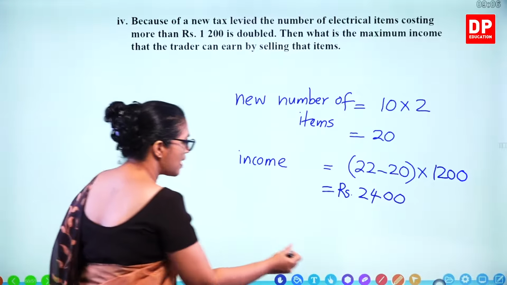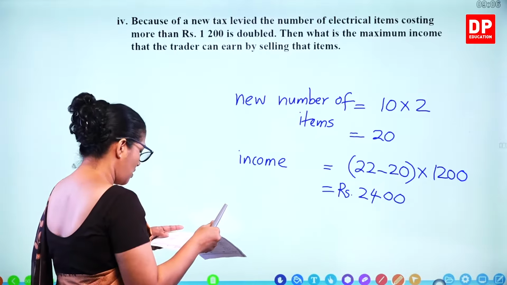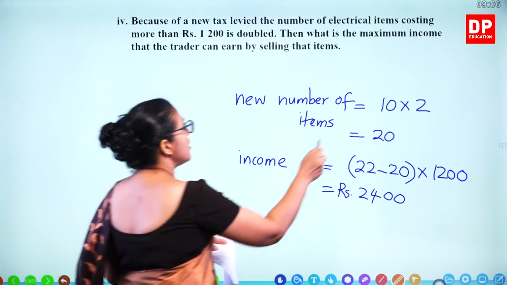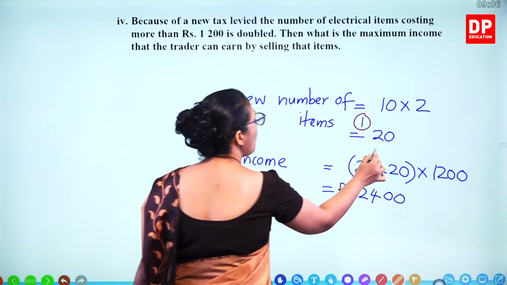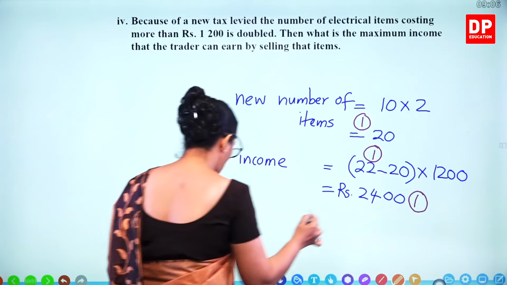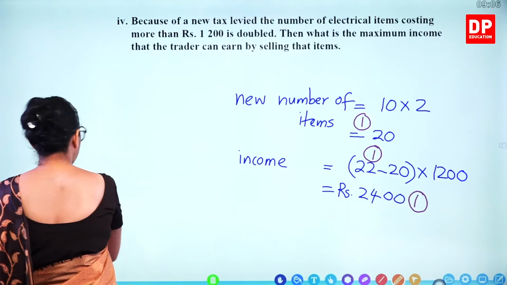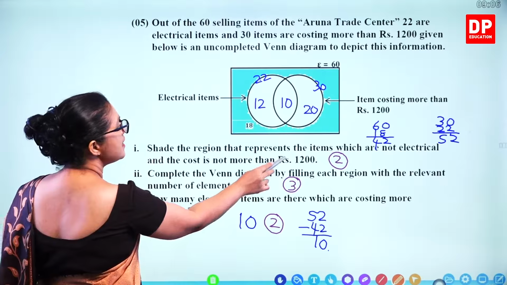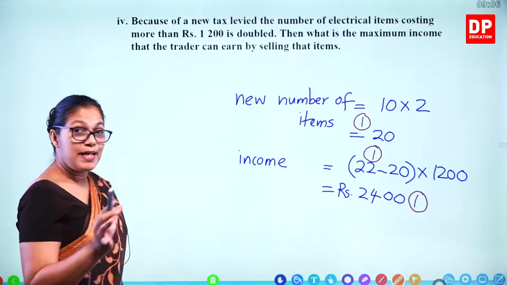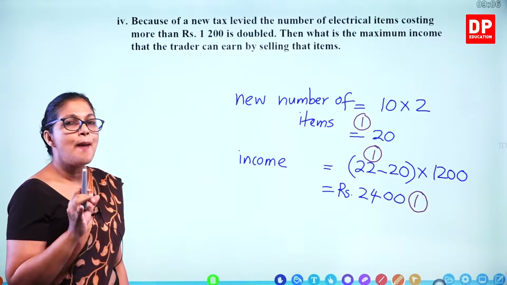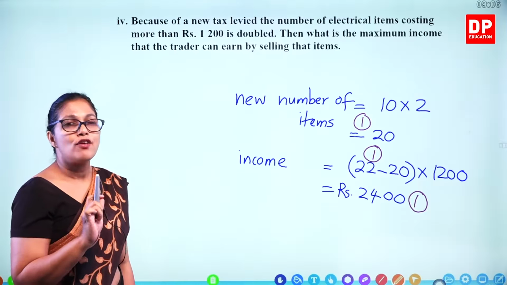So we'll look at the last part, how many marks you can get. Getting 2 gets 1 mark, getting 2 times 1200 gets 1 mark, and the final answer 2400 gets 1 mark. So we'll see 3, 4, 5, 6, 7, 8, 9, 10. So 10 marks for that question. So we completed all questions in paper 1, Sabaragamuwa province, grade 10, end of evaluation.